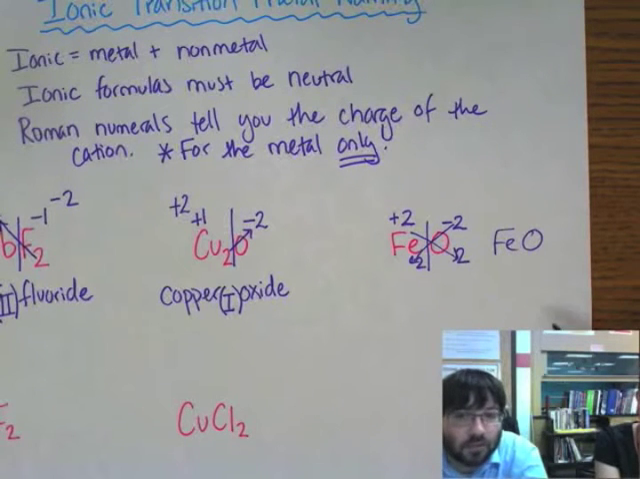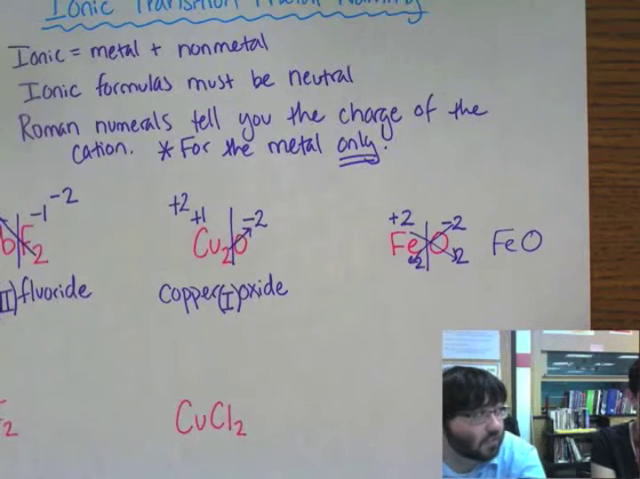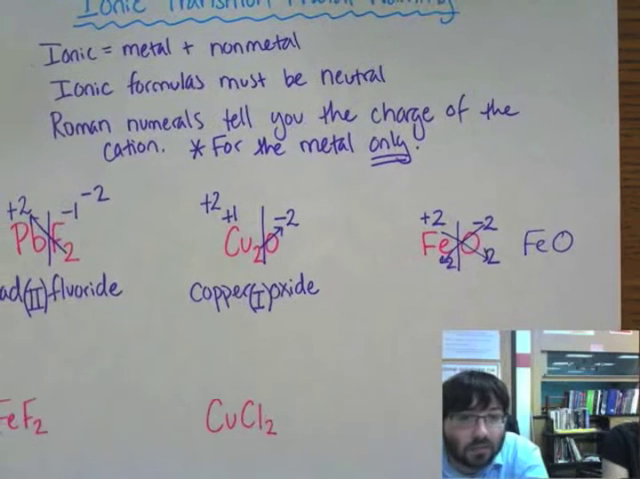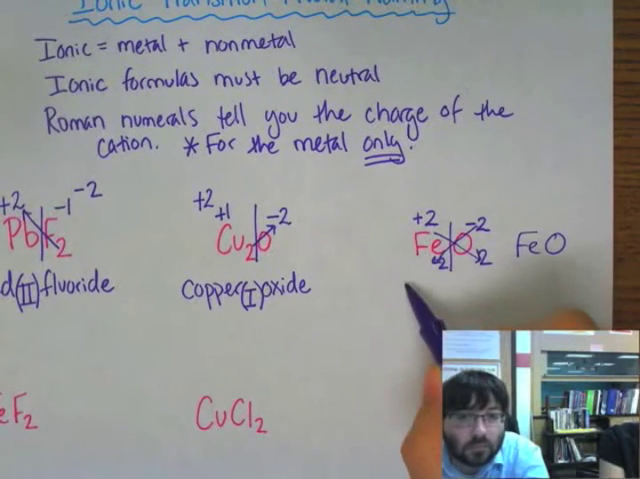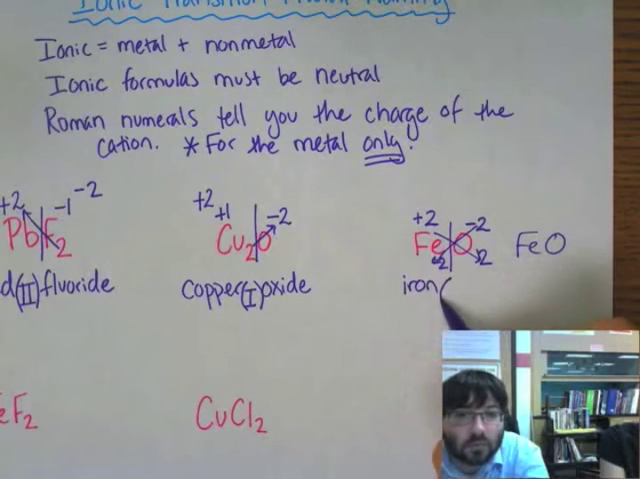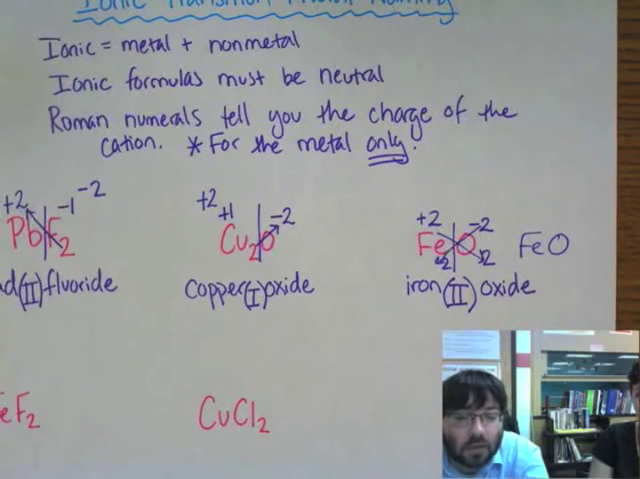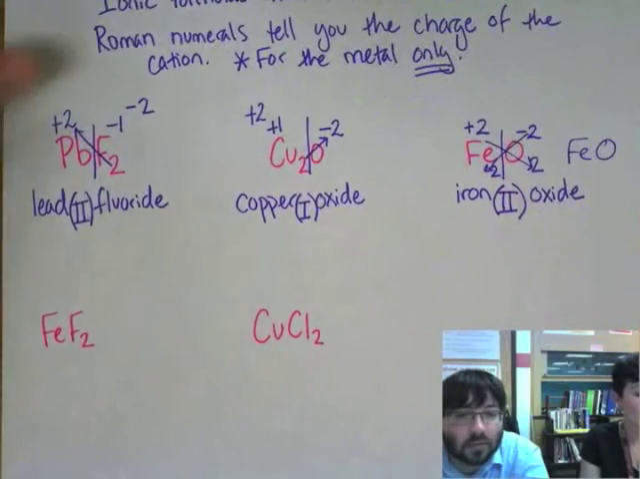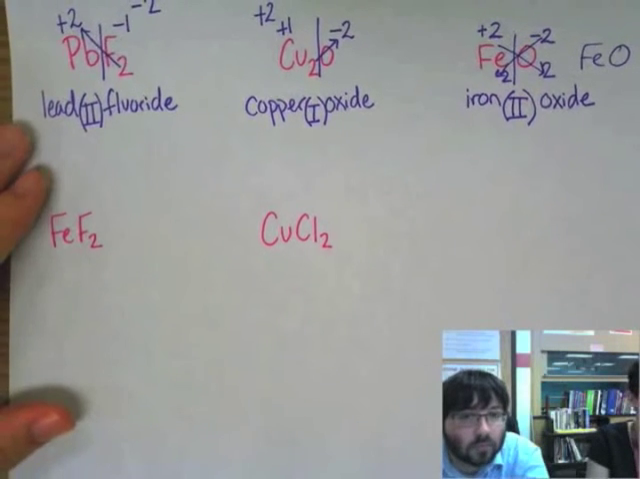Gotcha. So we should check that non-metal charge then, just to be sure. Right, in most cases. And so since this has a charge of +2, this is going to be iron 2 oxide. There we go. Very cool. It's pretty simple, right? Yeah. The Roman numerals tell me exactly what charge I am dealing with, and vice versa.